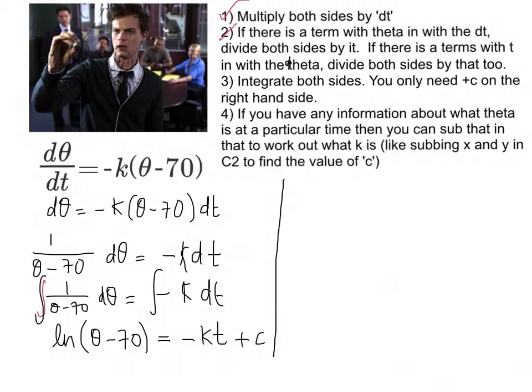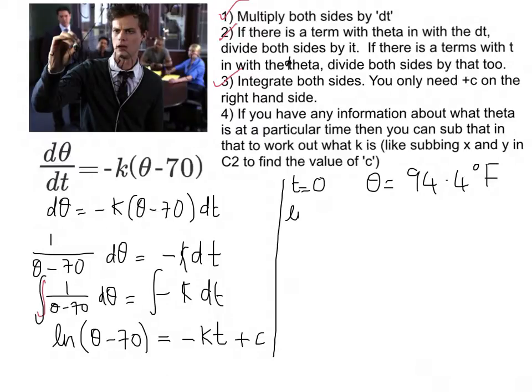Okay, that's number 3 done. 4. If you have any particular information about what theta is at a particular time, then you can sub that in. Okay, so say we do a measurement when we first turn up, when Reed and Morgan turn up and find the dead body, and they find that the temperature of the dead body is like 94.4 degrees Fahrenheit. Okay, well we can sub that into our equation.